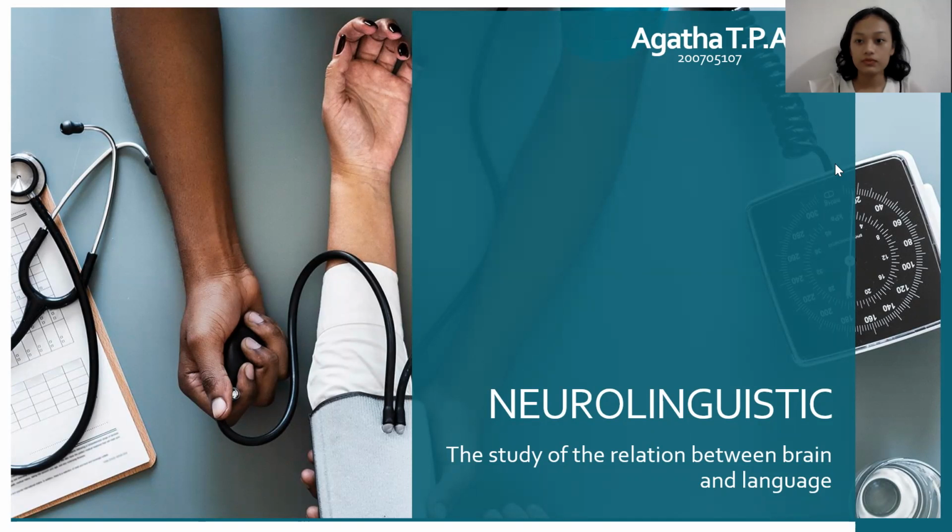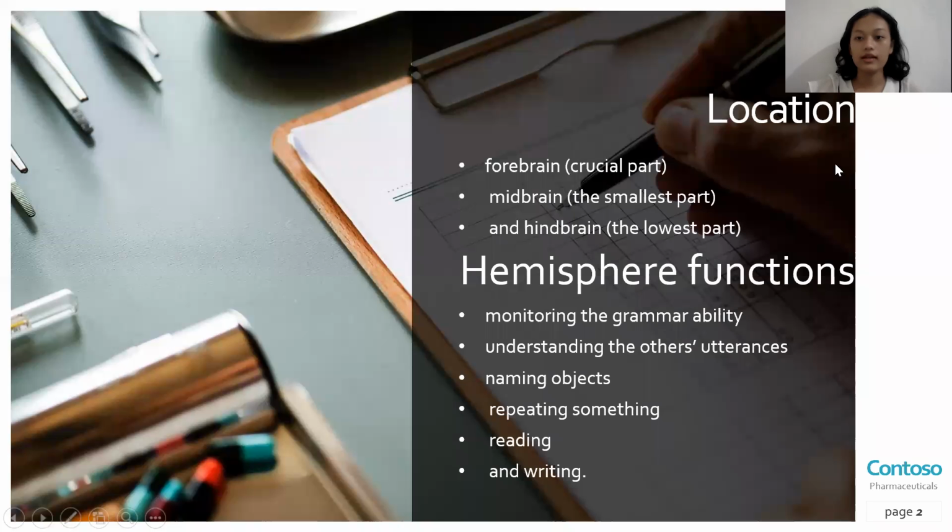So the next one is the location of this process happening. We can see there are three main parts in the human brain. The first one is the forebrain, which is the crucial part. The midbrain is the smallest part. And the hindbrain is the lowest part.